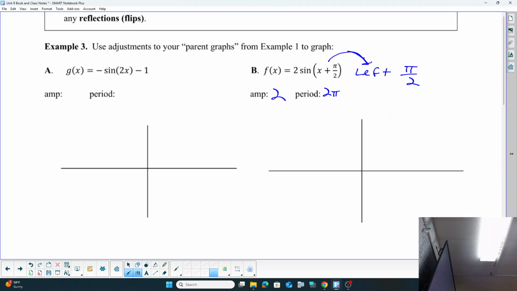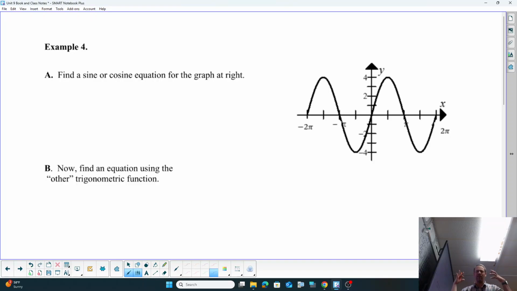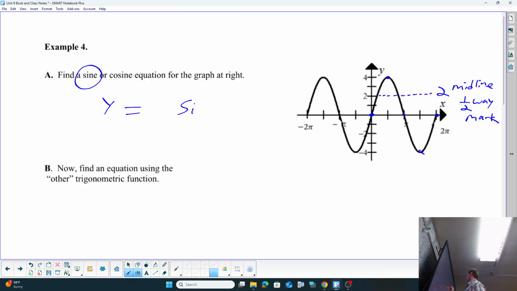So that's more practice. Okay, last but not least, can you come up with the equation given a graph? You first find the halfway mark, and that's 2. So that's the midline, the halfway mark. And so let's see, it says sine or cosine. So this one is going 0, do you recognize what that is? So that's going to be sine. So we have y equals sine.